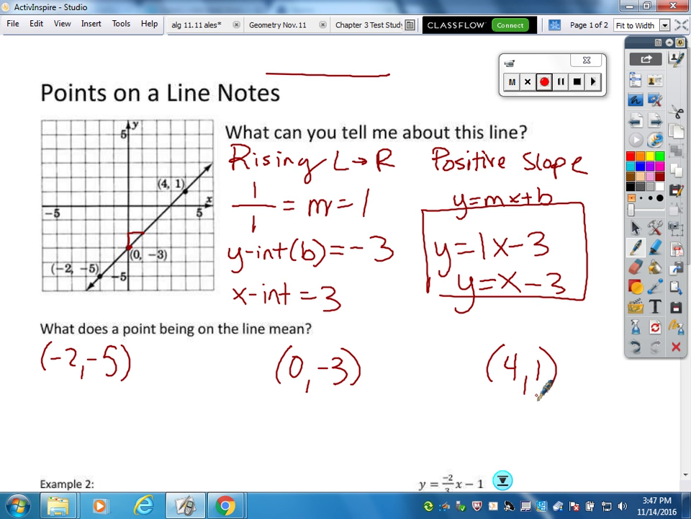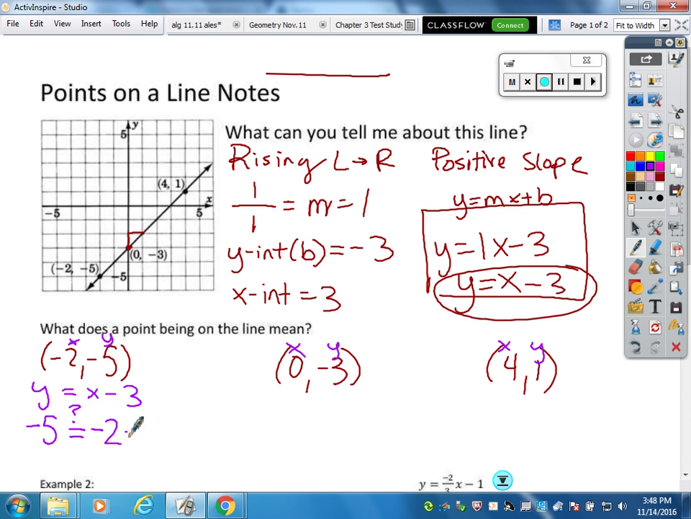So what does it mean to be a point on that line? Yes, it's on the line, yes, it's on a specific intersection there, but it also means that this equation is equal. Let me show you what I mean by that. Each one of these is an x and a y, right? So let's plug that x and y into our equation. So y is equal to x minus 3. Let's try that out, but instead I'm going to put in my x and my y. So is -5 equal to -2 minus 3?